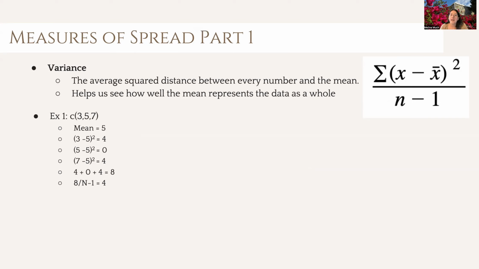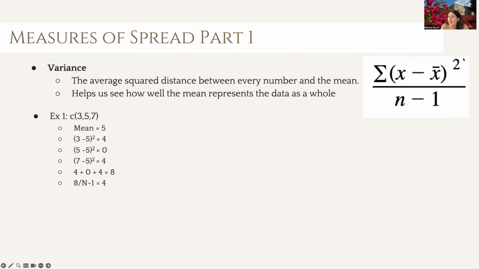So the variance is the average squared distance between every number and the mean. So we're taking the relative distance from every other number in the set to the average. This is going to show us how far our values are off from our measure of central tendency. So it helps us see how well the mean is going to represent the data as a whole. So it's the sum, right? This crazy sigma that we've already seen.